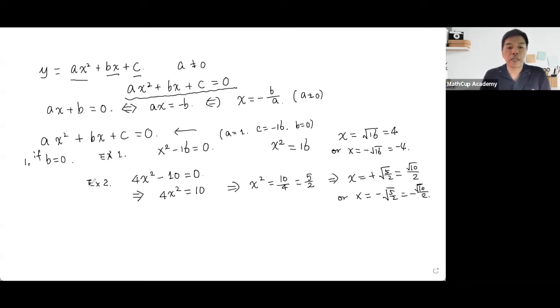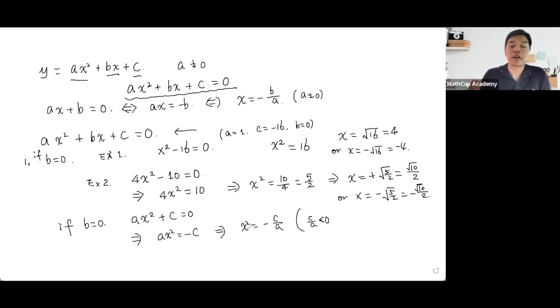So you see that if b equals 0, we can solve this quadratic equation as follows. ax squared plus c equals 0, because b is 0, so we can get rid of the linear term. We have ax squared equals negative c, which means that x squared equals negative c over a. At this point, you should realize that c over a has to be less than 0 for this equation to make sense if x is real.